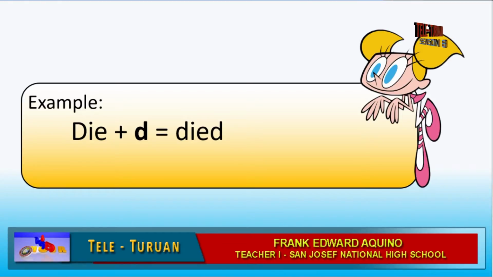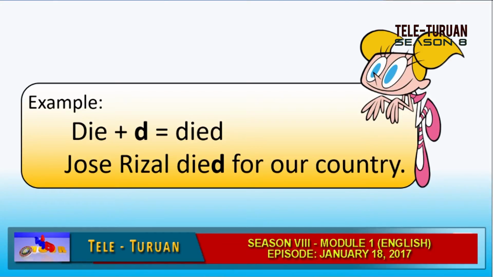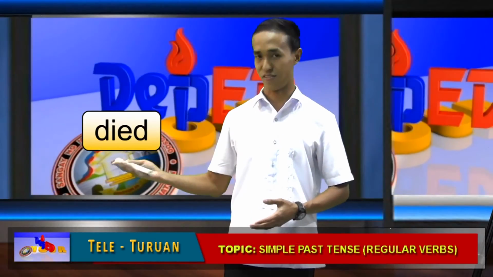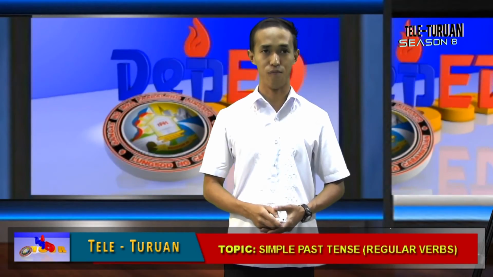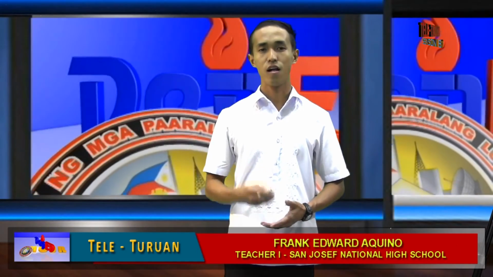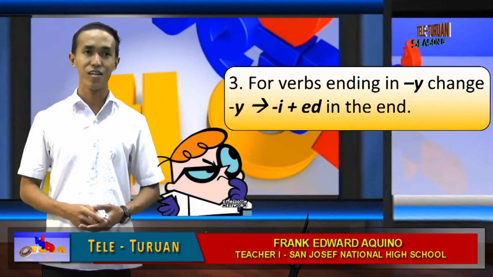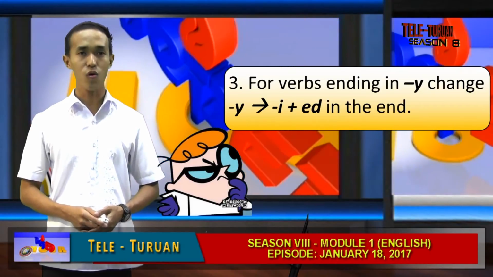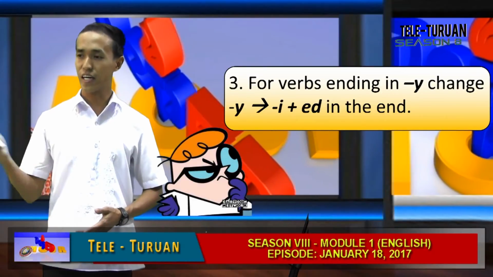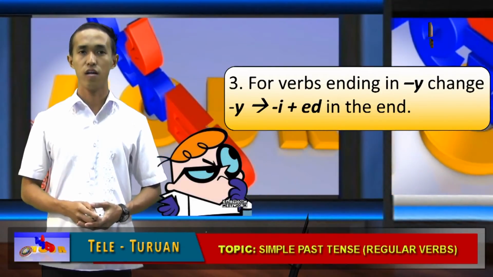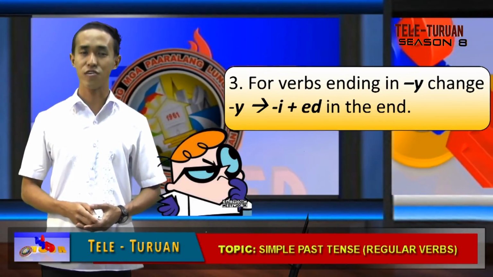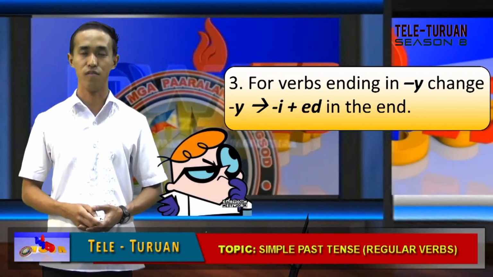Now, let's try that in a sentence. Jose Rizal died for our country. Where is our verb? Died, which is in the past form. Third way. For verbs ending in Y, change Y to I, then add ed in the end. For us to understand, let's try and have an example.